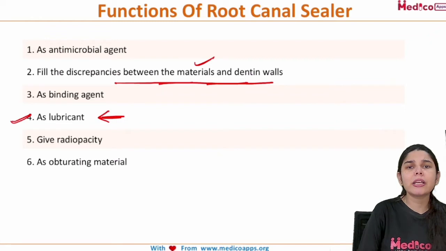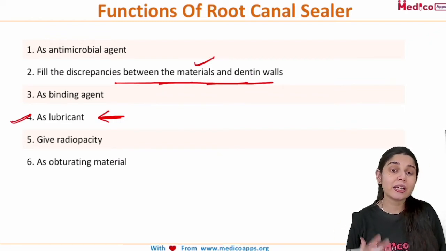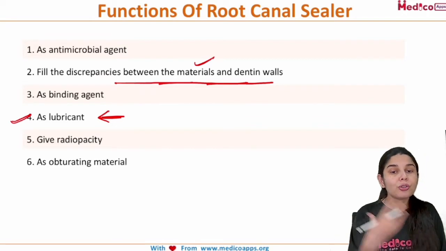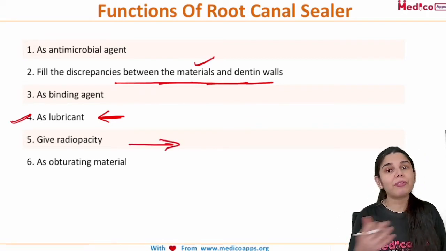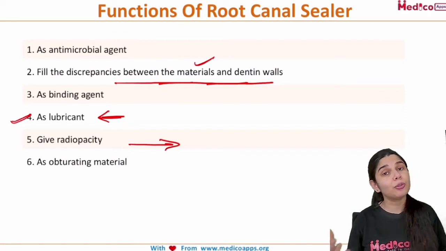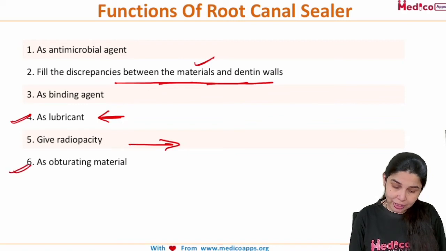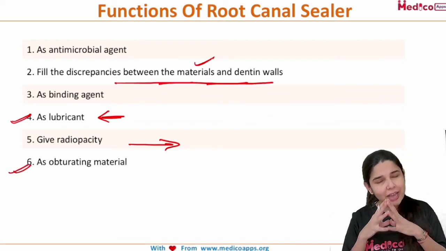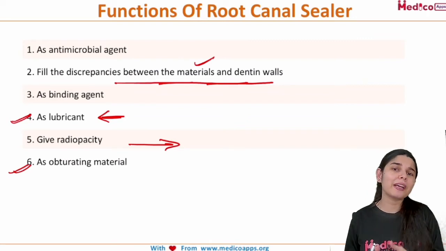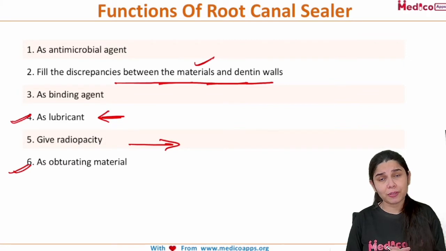The third one is that some of the materials, actually most of the root canal sealers, give a radio opacity, so they can easily be detected on the radiographs when we perform the radiograph once the root canal system is completed. Lastly, it can actually act as an obturating material also, but this is done less. This can be considered as a function of root canal sealer, but not done in a major way.